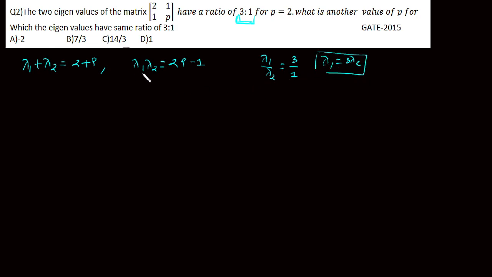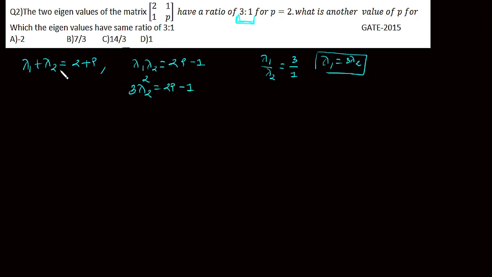Okay, so let's replace lambda 1 in this second equation in terms of 3 lambda 2. So what we are getting simply just 3 lambda 2 square equal to 3p minus 1.